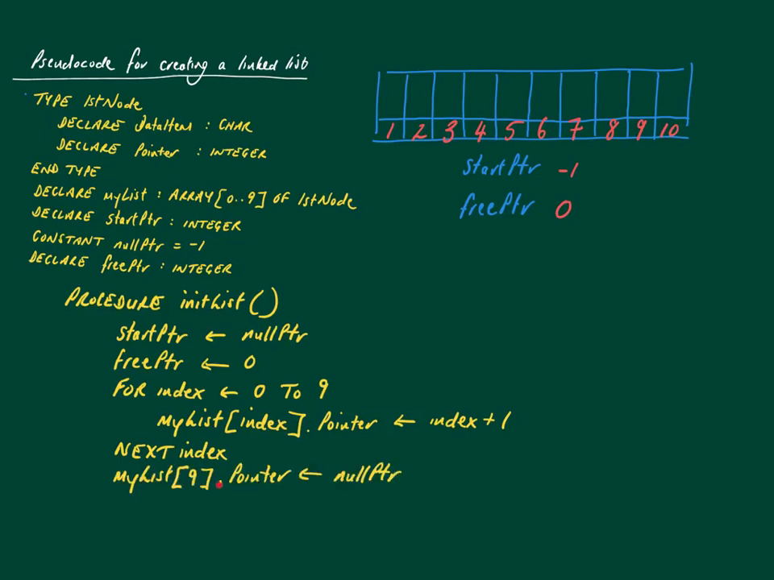And so this final line here takes the pointer from element 9 in the array and changes it from 10, which is currently an invalid pointer, to the null pointer, which was set as -1. And that's our linked list set up and ready to perform some operations on.